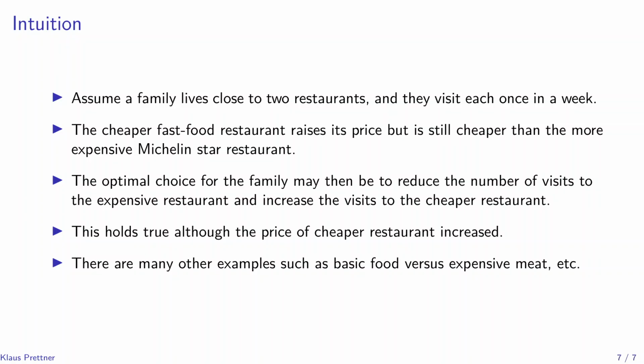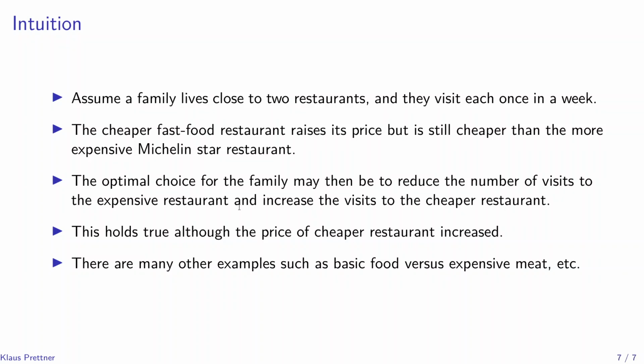One restaurant is a cheap fast food restaurant and the other one is a Michelin star restaurant, a very fancy one that is very expensive. Now say the family prefers to go once a week to the fast food restaurant and once a week to the fancy, more expensive restaurant, and then the cheaper restaurant increases the price. Then for the family it may be the case that they would need to reduce the number of restaurant visits, or on the other hand they could also reallocate from the more expensive option to the cheaper option and hold the number of restaurant visits constant.